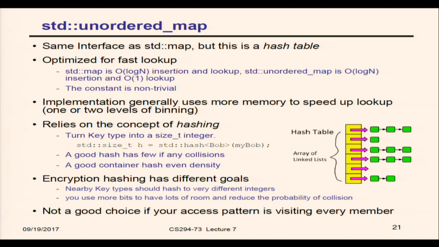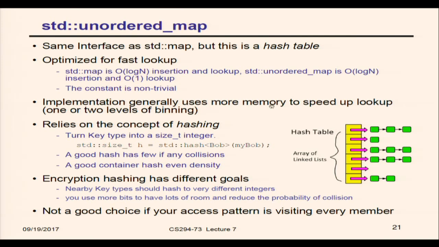The key type does not have to have greater than on it, but it uses a different mechanism for inserting and deleting and keeping track. It uses a hash table for this. It's optimized for fast lookup. Map is order log n insertion and lookup. Standard unordered map is order log n insertion and order 1 lookup. So it's very fast to look up things in an unordered map.